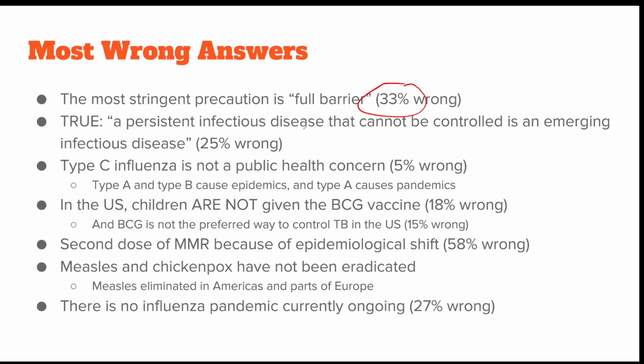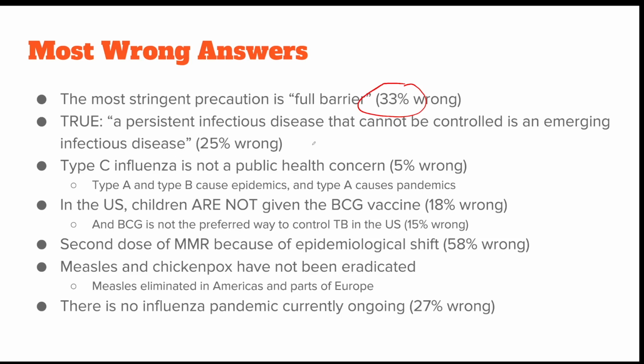Type C influenza is not a public health concern. That is true. Type A and B are the ones that cause epidemics, and Type A causes pandemics. Type B, not easy to cause a pandemic because it doesn't travel well from person to person, or rather it doesn't have anything other than humans and seals. Whereas Type A can cause pandemics because it has humans, seals, pigs, other mammals to transmit it, and so that allows for more genetic variation and for more evasion of the immune system.